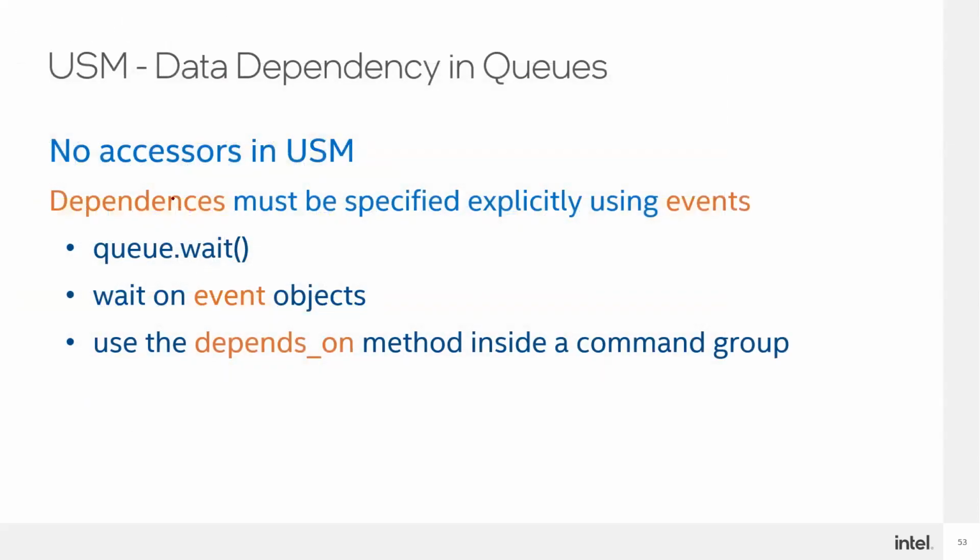But there is one disadvantage with USM: once we don't have accessors, we cannot rely on the runtime to track the dependencies between the kernels. So you need to specify explicitly the dependencies between kernels in that case. And you have different ways to do this. You can invoke the queue wait, you can wait on an event object, or you can use the depends_on method inside the command group. And I will explain now.